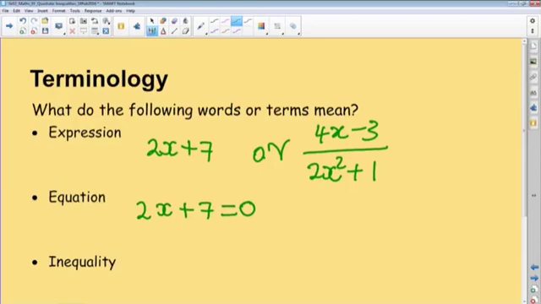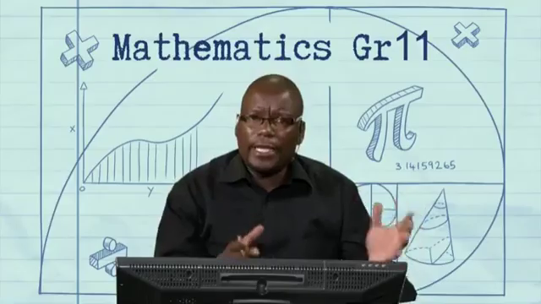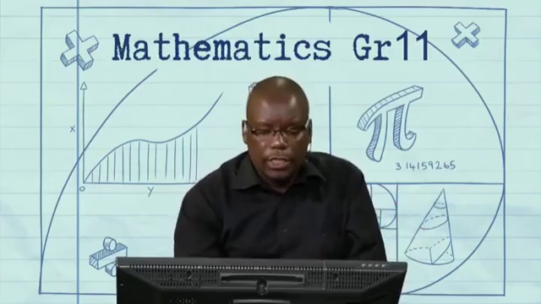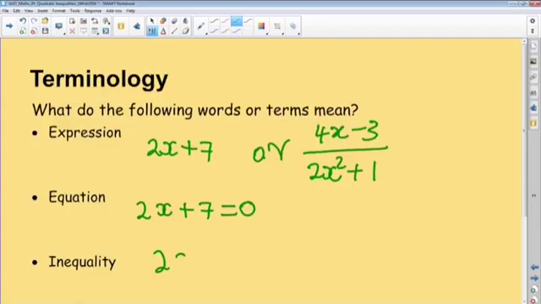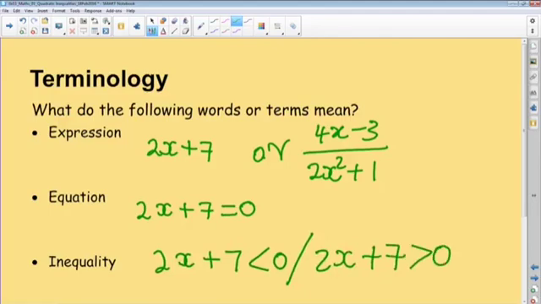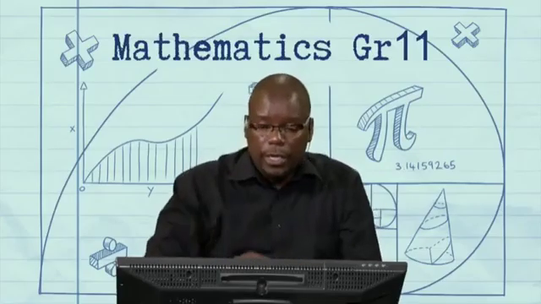Now we look at your inequality. We'll work through these things throughout. From grade 8, 9, and 10, you've been doing these things, but let's just recap again. 2x plus 7 less than 0, or 2x plus 7 greater than 0, that's an inequality. The inequality has got an inequality sign, an equation has got an equals to, and your expression does not have an equals to.